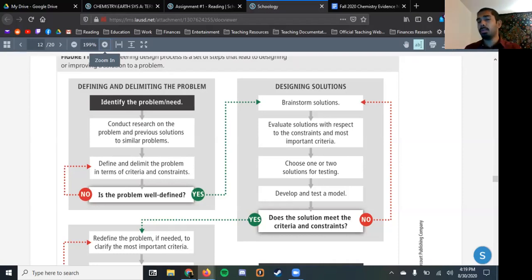So as far as constraints go, most of them will boil down to they can't be too expensive, right? My design can't be too expensive, otherwise what's the point? And my constraint could typically be other things, like it has to fit in this kind of bottle, it has to be a certain size. Those are constraints, not exactly criteria. So to delimit a problem is to set criteria and constraints. To design solutions, you have to be able to create solutions that meet those criteria and those constraints. So over here we have most important criteria. We're going to talk about what that means in a second, because you're designing multiple solutions, right?